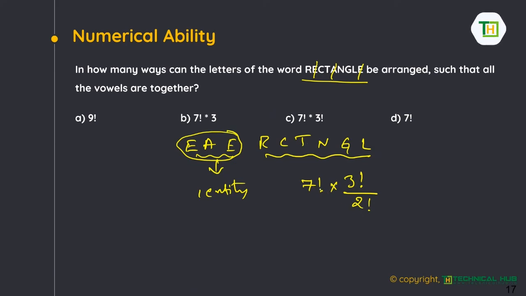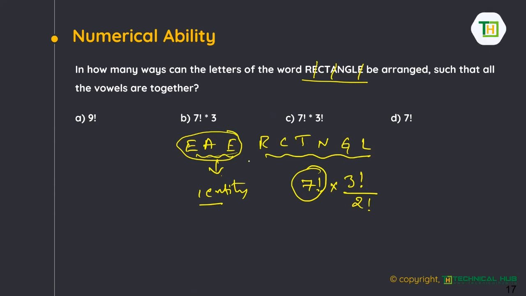First of all, why do we write 7 factorial? First arrange all these letters, taking the 3 vowels as a single entity. 1 plus 6 letters, 7. These 7 letters can be arranged in 7 factorial ways. After that, within the single entity of vowels, 3 vowels are there.